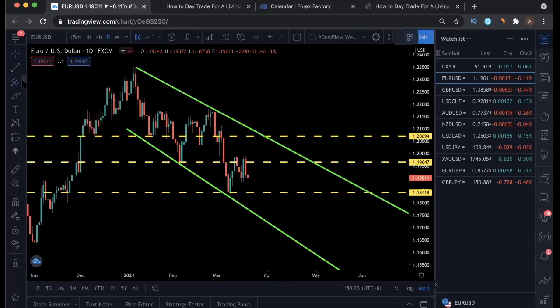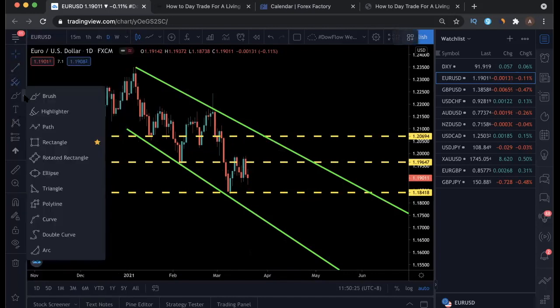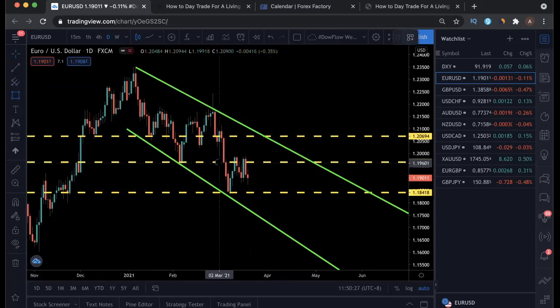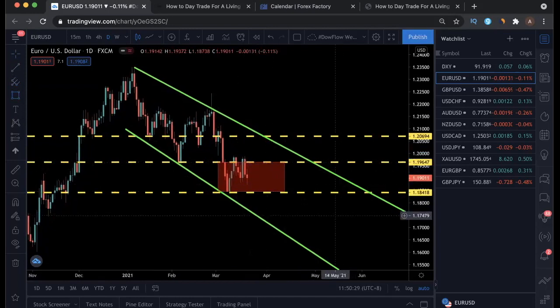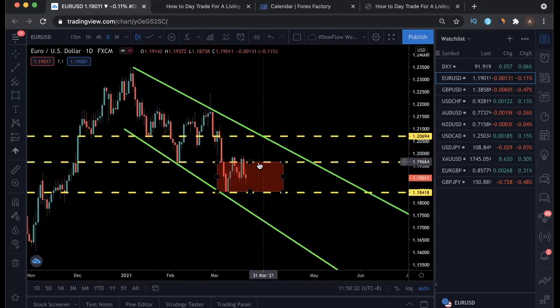So let me see if I can draw it out for you to show you how to trade it. I would really see price as being in a box like that, and I'll look to buy the bottom and sell the top. Of course, with a confirmation, candlestick confirmation, price action pattern.